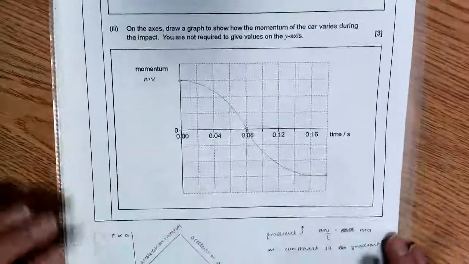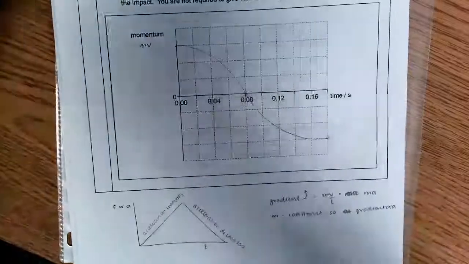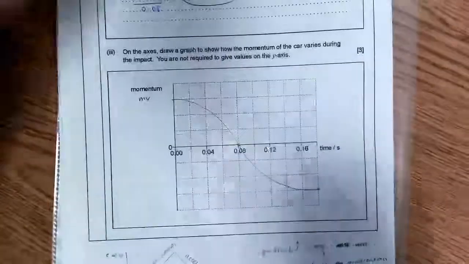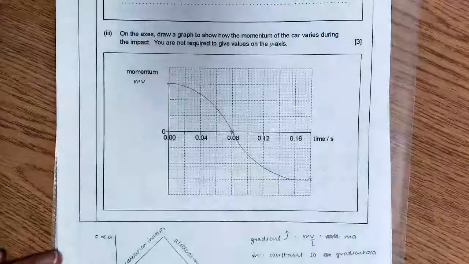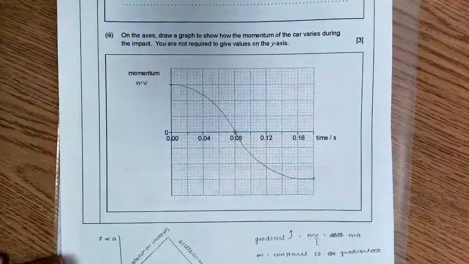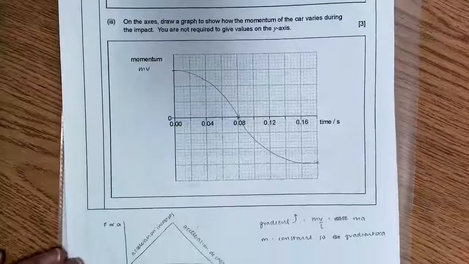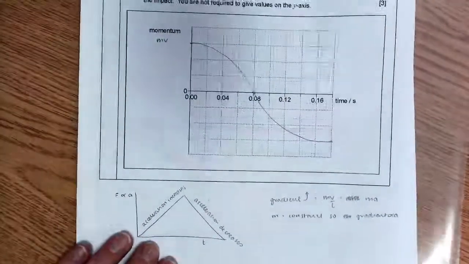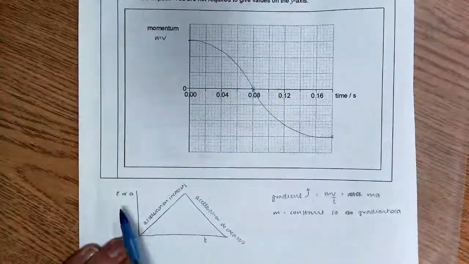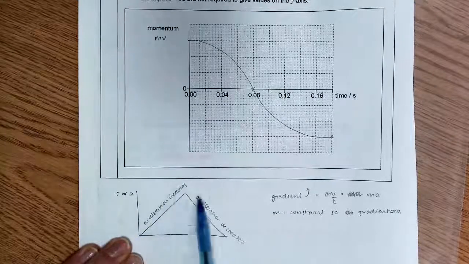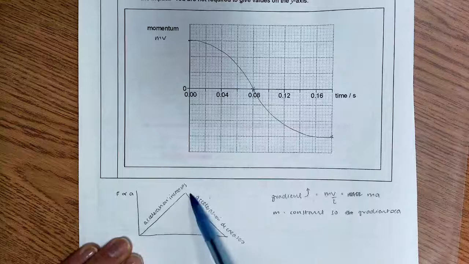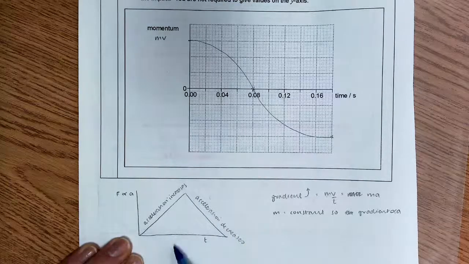Okay, this one was not done too well, so let's talk about this quite slowly. You're asked to draw a graph to show how the momentum of the car varies during the impact. You don't need to give any values, but you do need the correct shape. So I've re-sketched the graph that you are given, which was force against time. Now force was always positive. It was increasing and then it was decreasing, but it was always positive in value.